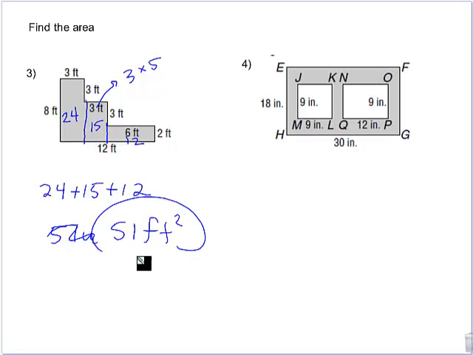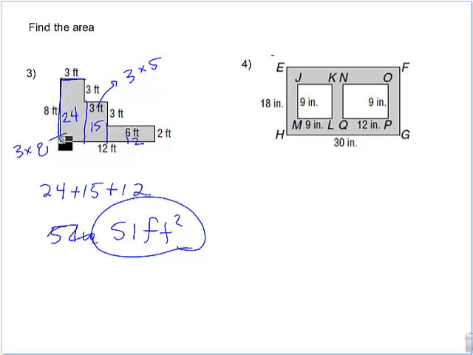And this one has a label, so feet squared. How'd you get the 24 though? This is a 3 by 8. 3 feet by 8 feet. Can you just add all the numbers together? No, you cannot add all the numbers together. Nope. That would give you the perimeter, not the area.